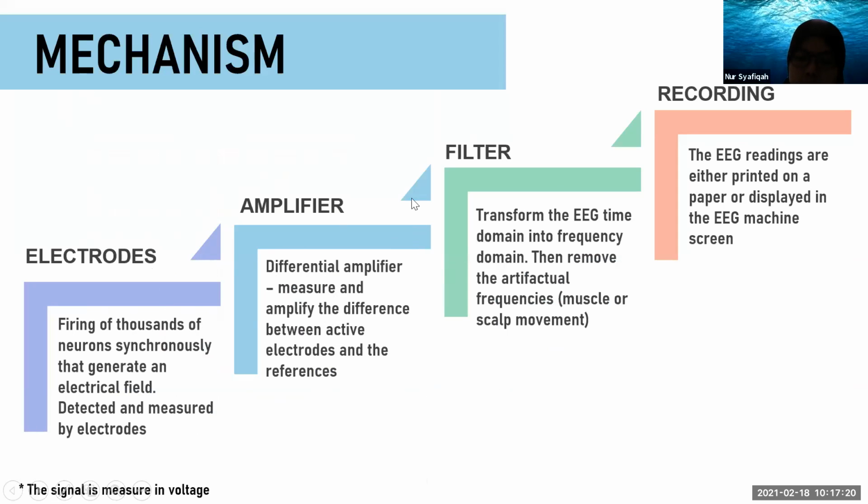Next, the signal is transferred to the filter, where they transform the signal from the EEG time domain into the frequency domain. This will then remove the artifactual frequency, which may be caused by muscle or scalp movement. After removing the artifactual frequency, they transform the signal back into the EEG time domain. Then it passes through the recording and we can read the EEG result.